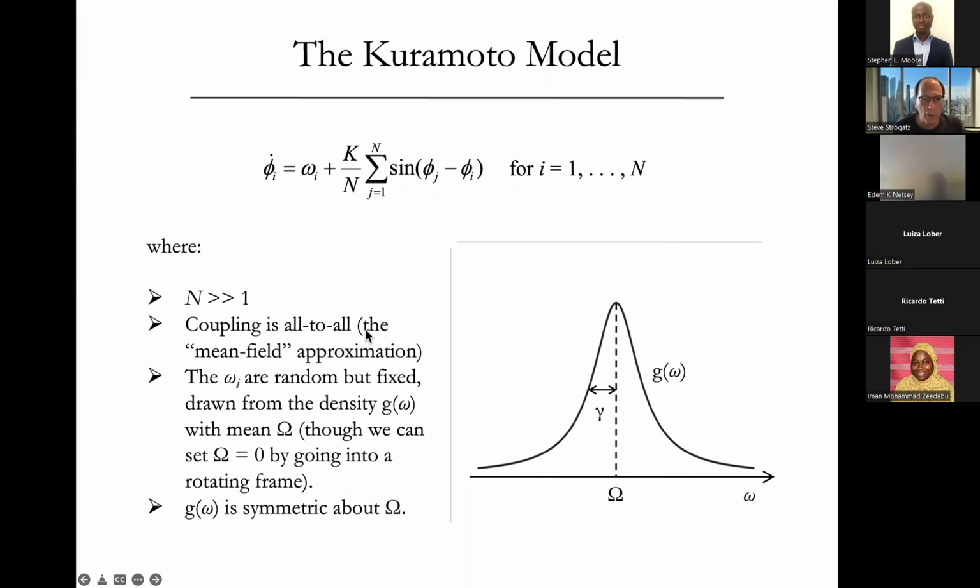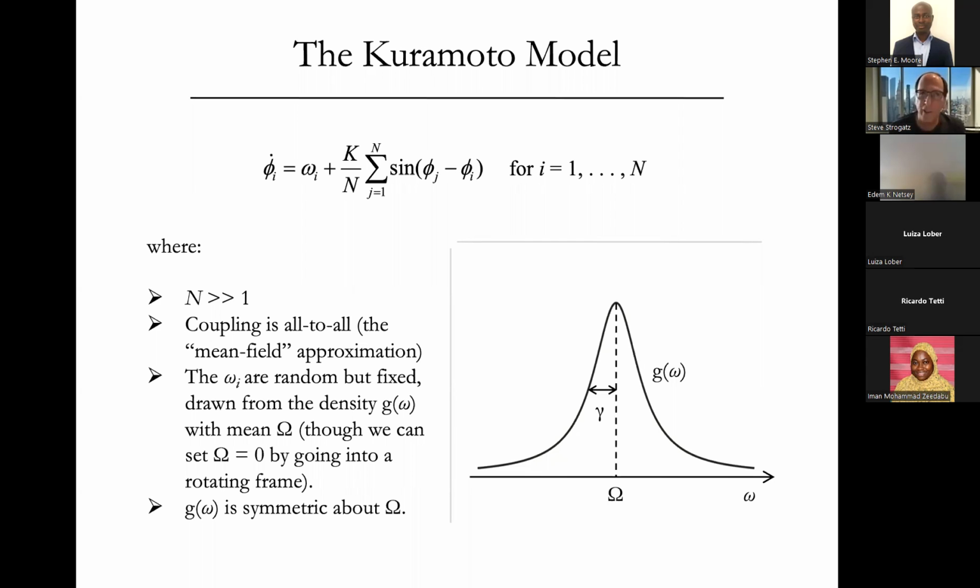The coupling is all to all, which in statistical physics would be called the mean field approximation. It's a big approximation, but it's sort of the simplest way to study a many-body problem, or in this case, a many oscillator problem.